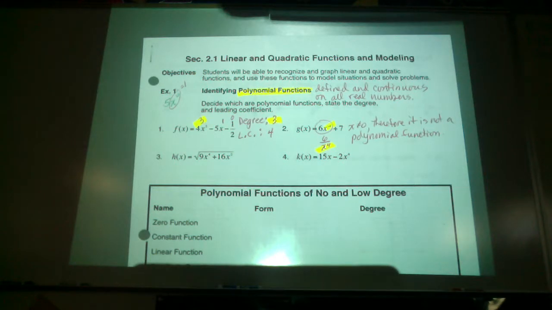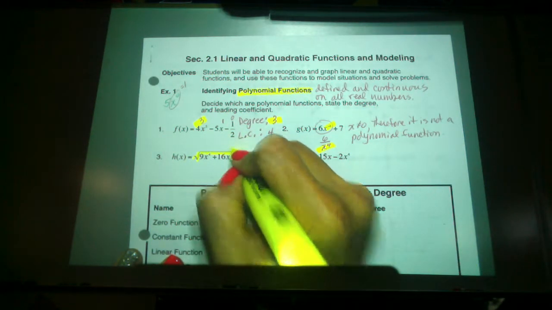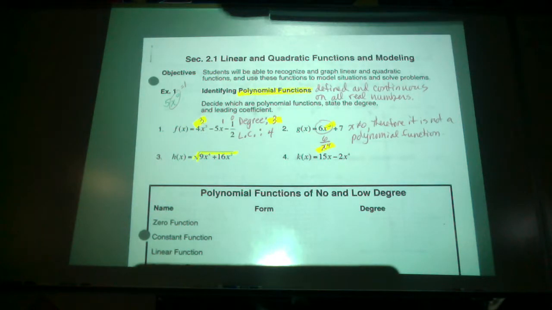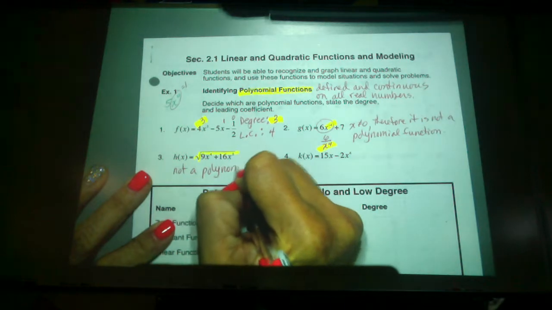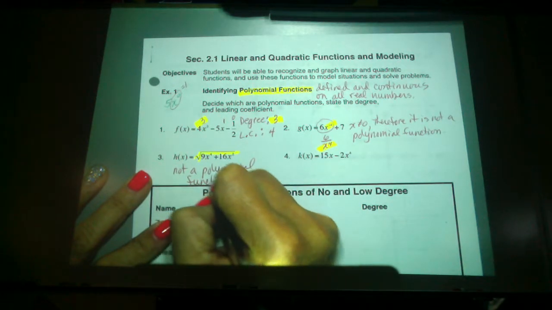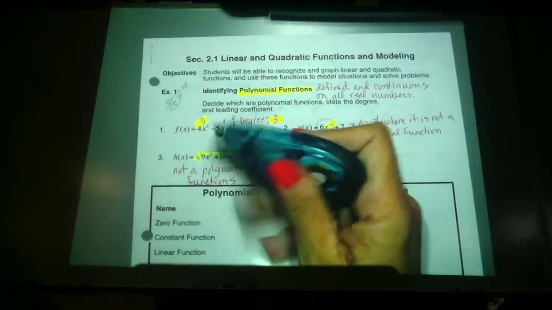What about number 3? Is it a polynomial function? No, why? It's got this square root here. I'm not going to make you find the restriction because we'd have to set 9x to the 4th plus 16x squared greater than or equal to 0. We're not going to go through and try to find that right now. But that would be the restriction. So as a result, it is not a polynomial function.